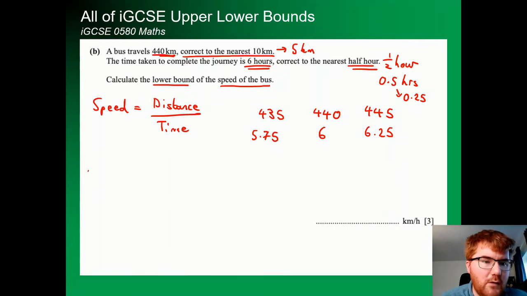And we want the lower bound of the speed. So we've already seen this kind of fraction question about upper and lower bounds. So have a think. I'll give you about 10 seconds. How do you work out the lower bound of the speed, given we've got a fraction in this case, which we've already seen in a previous question?